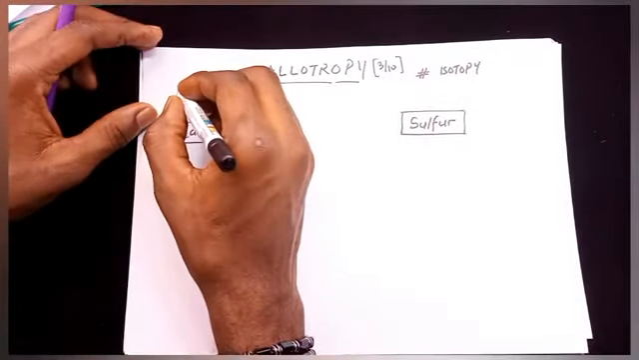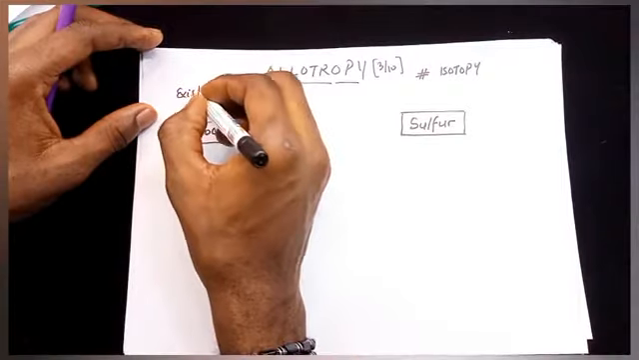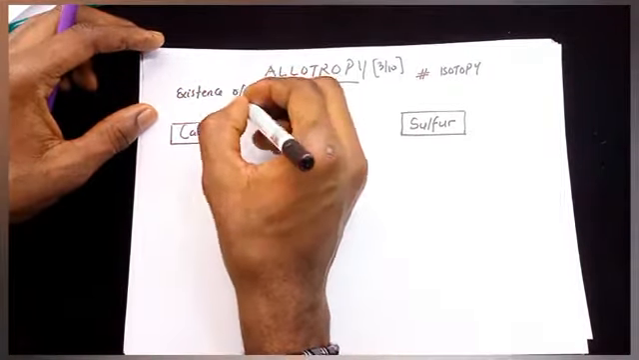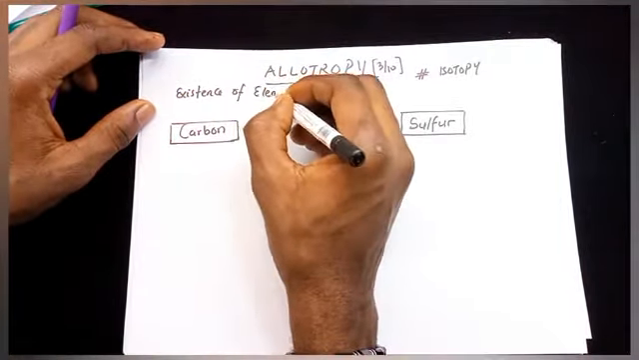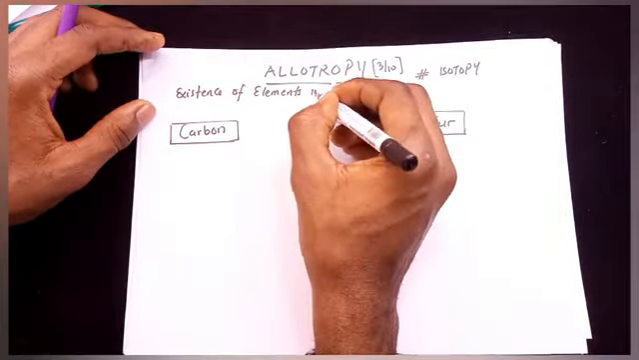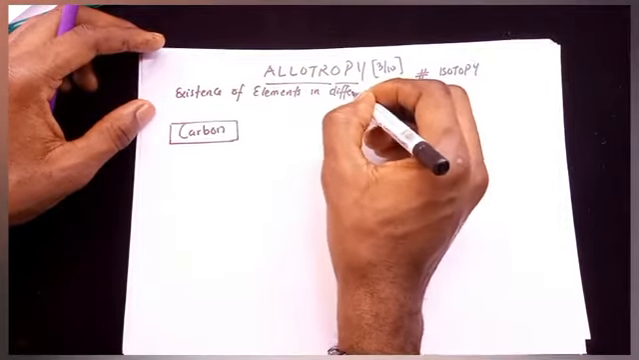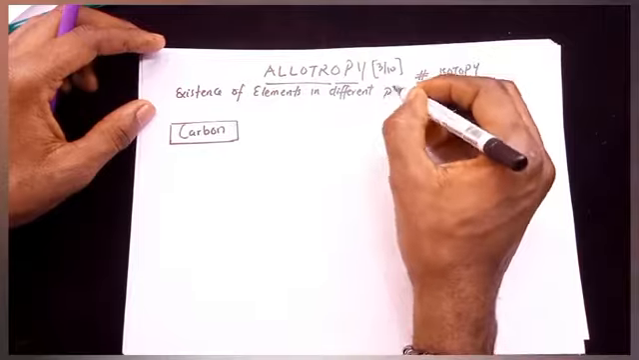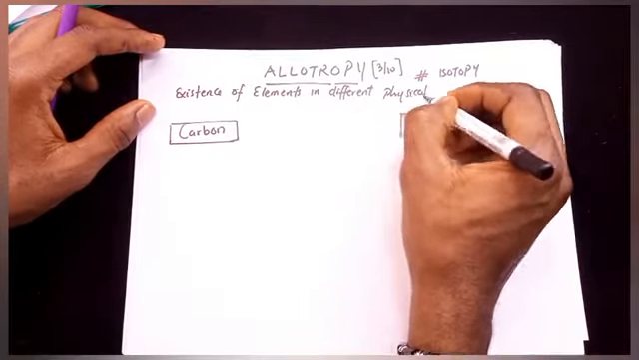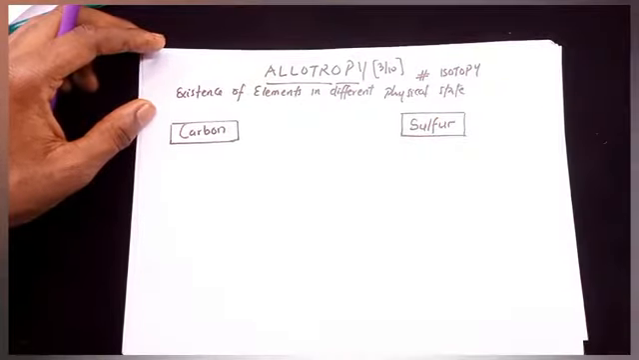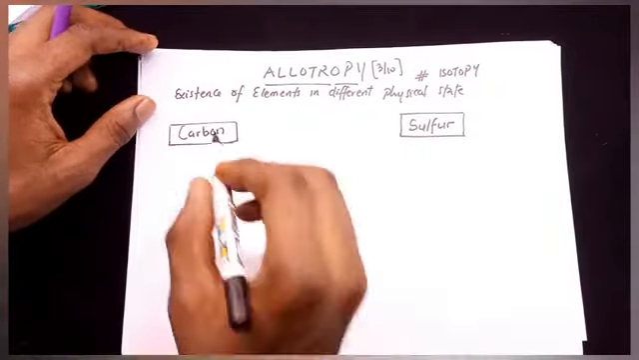Allotropy is the existence of elements in different physical states. What this means is that these elements are still whatever they are. However, the physical state of the elements is different.